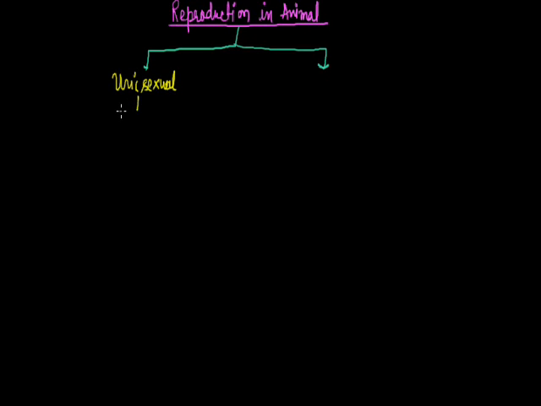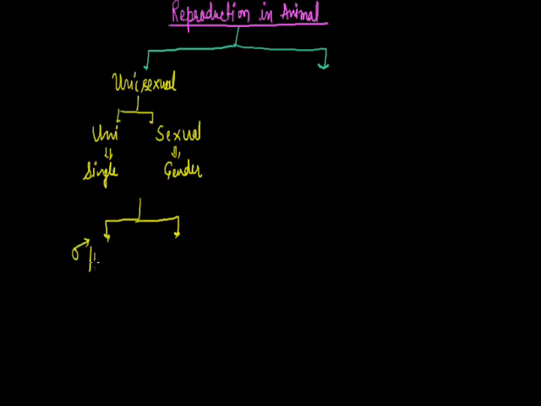It comprises two words, uni and sexual. Uni means one, while sexual means gender, sex or gender. If a single gender is found, that means a single kind of reproductive organs is found in the organism, then it is known as a unisexual organism, which is further categorized as male and female. This is the symbol of male, while another one is for female.